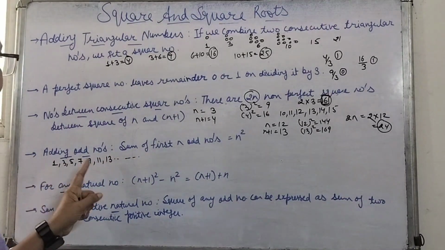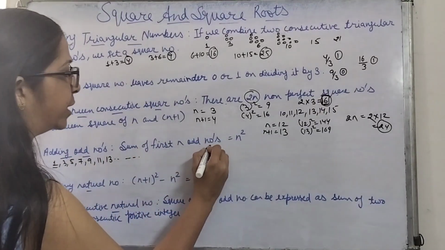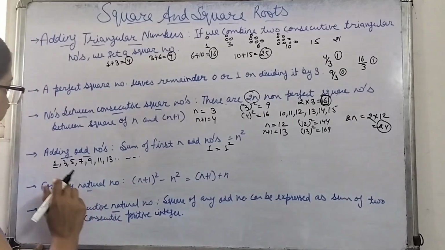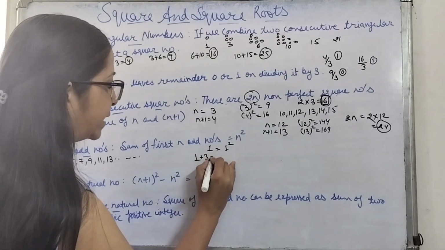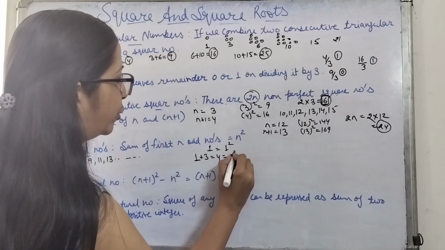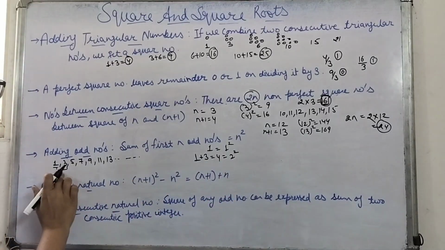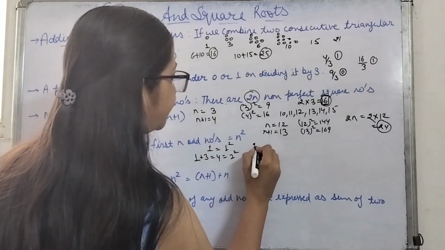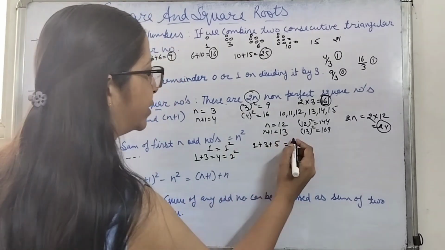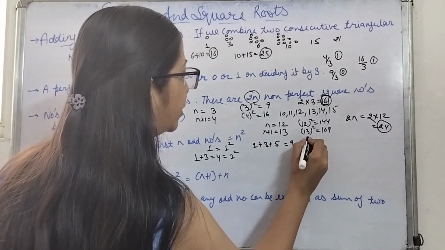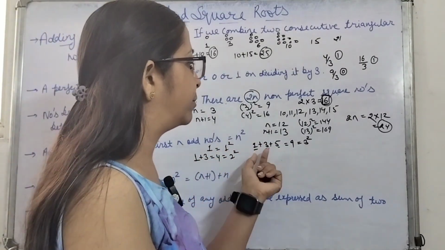If we add the first n odd numbers, suppose we have taken only 1. So 1 is the square of 1. If we take 1 and 3, that is 1 plus 3, 2 odd numbers, it is equivalent to 4, which is the square of 2, because 2 odd numbers we have taken. If we take 3 odd numbers, that is 1 plus 3 plus 5, 3 plus 1 is 4, 4 plus 5 is 9, that is the square of 3. That means if we have taken 3 odd numbers, the sum of these 3 odd numbers will be equivalent to the square of 3.